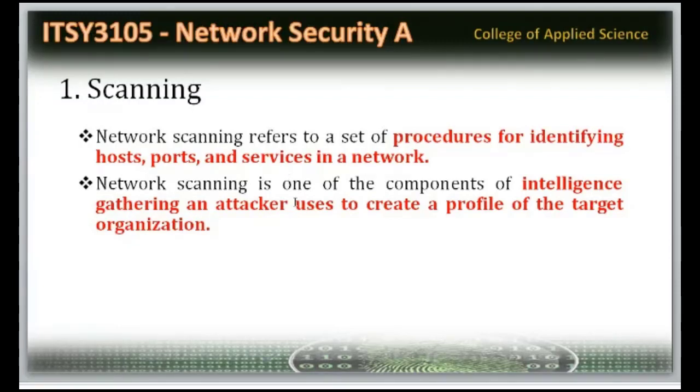Now, network scanning is one of the components of intelligence gathering. This is very intelligent, because here we are going to collect some technical information about the target. This is going to be active information. In the last class, we discussed footprinting. Whatever we collected in footprinting is passive information. But here, what we collect is going to be active information.